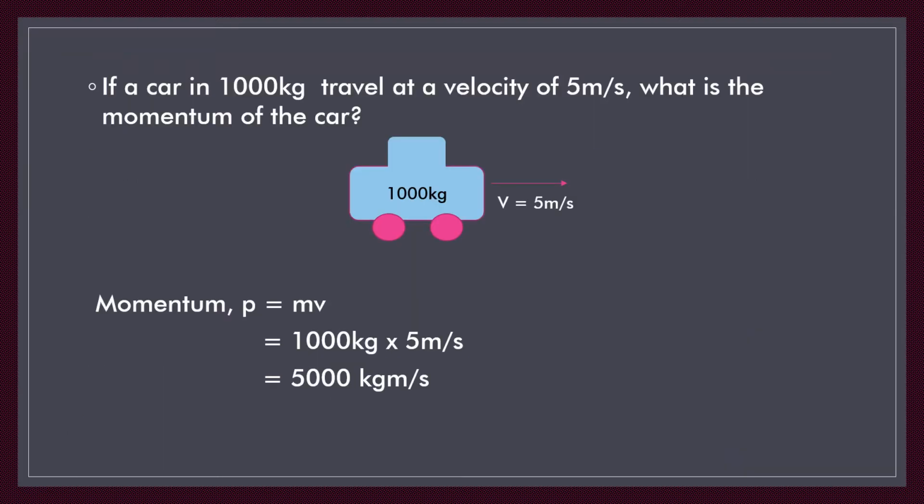So let's solve a problem in finding momentum. If a car of 1000 kilograms travels at a velocity of 5 meters per second, what is the momentum of the car? Here we can use the equation momentum equals mass multiplied by velocity. The mass of the car is 1000 kilograms and the velocity of the car is 5 meters per second. Therefore, the momentum P of the car is 5000 kilogram meters per second.